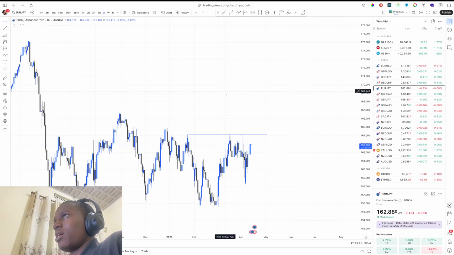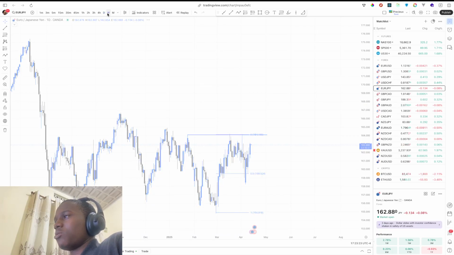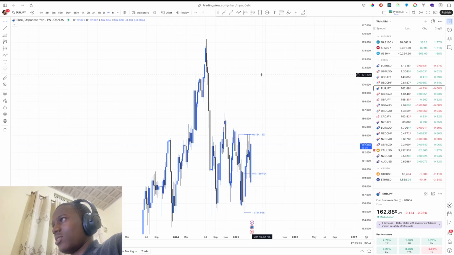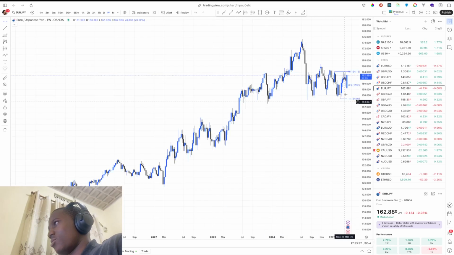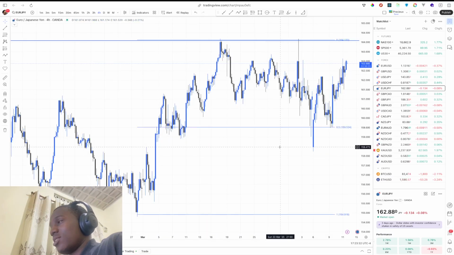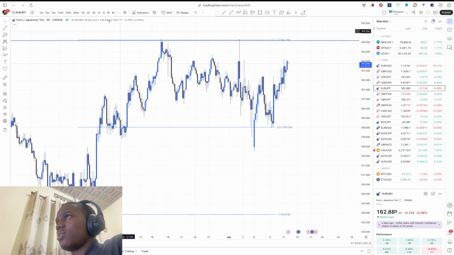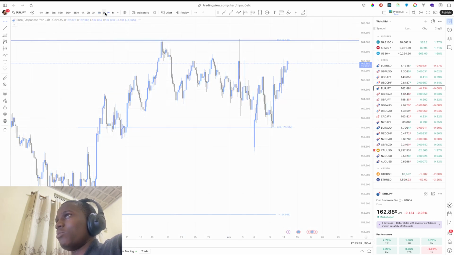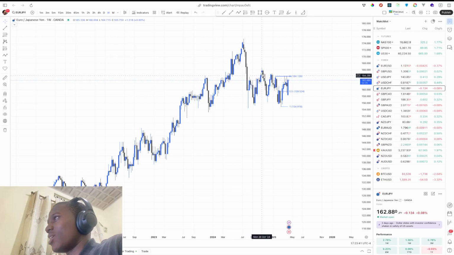Euro JPY, always ranging. Let's go to the weekly. You can see it is always ranging. It's not a clear trend. When you go to the 4 hour, we can see sometimes it's running for the highs, some other times it's running for the lows. When you go to the weekly or daily, you can see that it has never crossed this range. I mean, we can't have a clear trend. We will be trading the kind of a higher time frame consolidation.